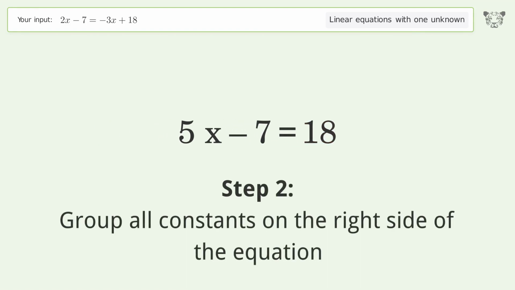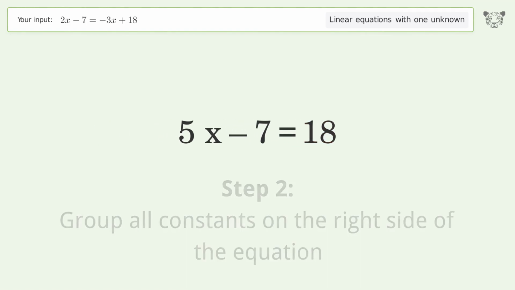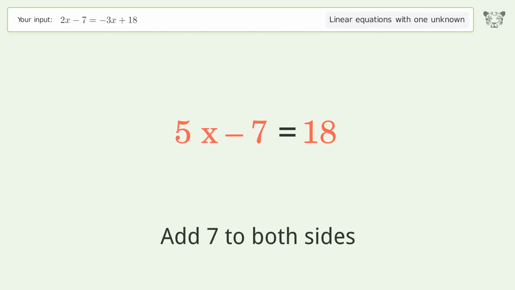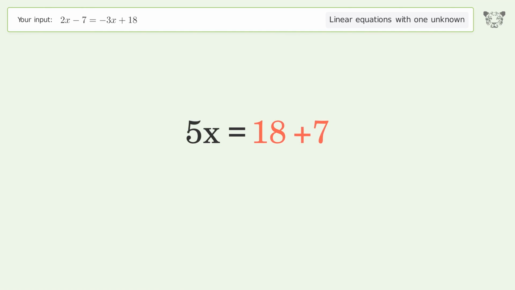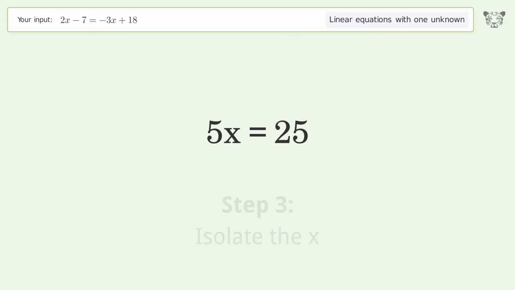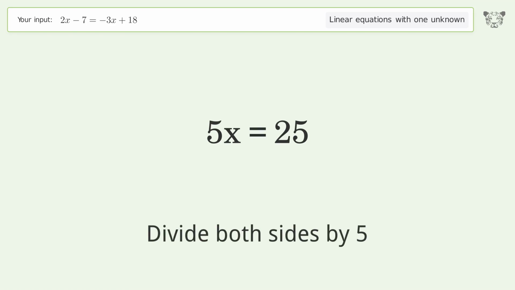Group all constants on the right side of the equation. Add 7 to both sides. Simplify the arithmetic. Isolate the x. Divide both sides by 5.